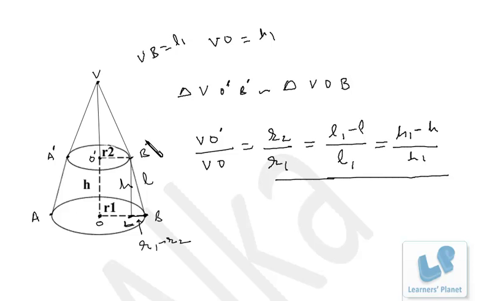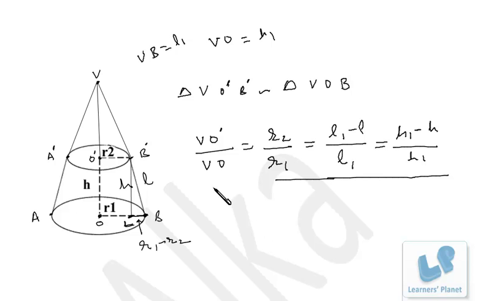So when you are having a problem based on frustum, instead of mugging up the formula, what you can do, you can put up this triangle similar to this triangle. That means you can put up the sides in ratio, right? After that, whatever information is given to you, just put it in and find out the remaining quantities, that is R1, R2, whatever is left. Okay.